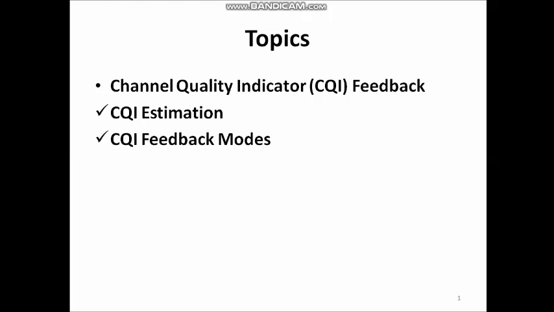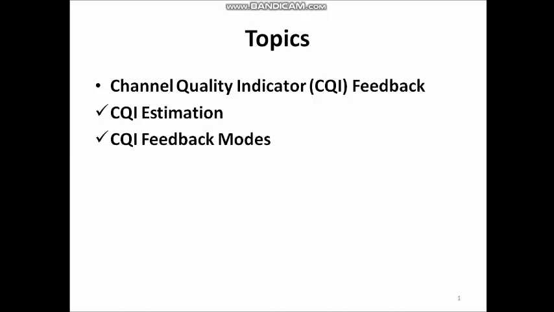Hello everyone. The topic for today's discussion is channel quality indicator feedback. In LTE system, eNode B gets channel quality information for downlink and uplink channels using CQI feedback, and this CQI feedback is used for user equipment scheduling and link adaptation.